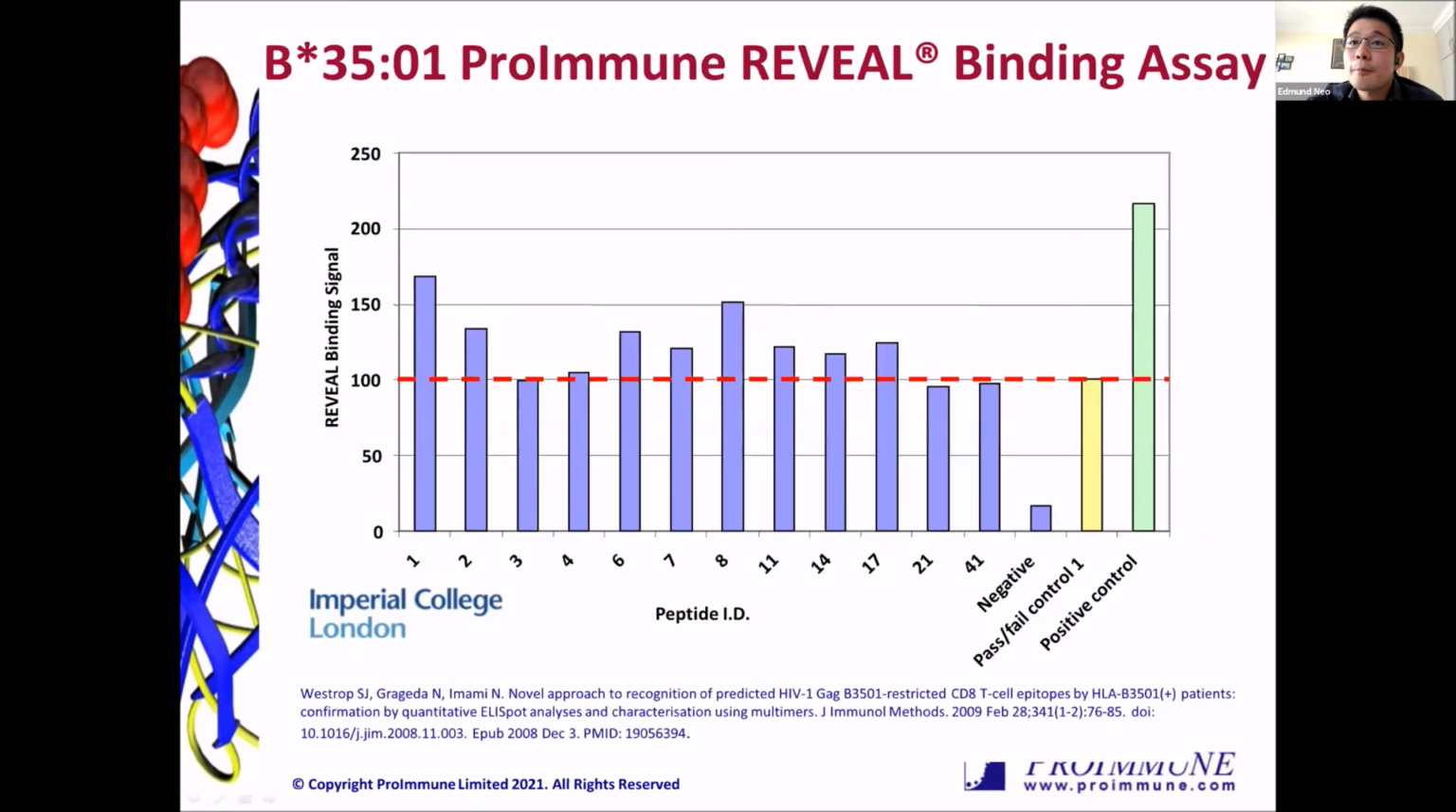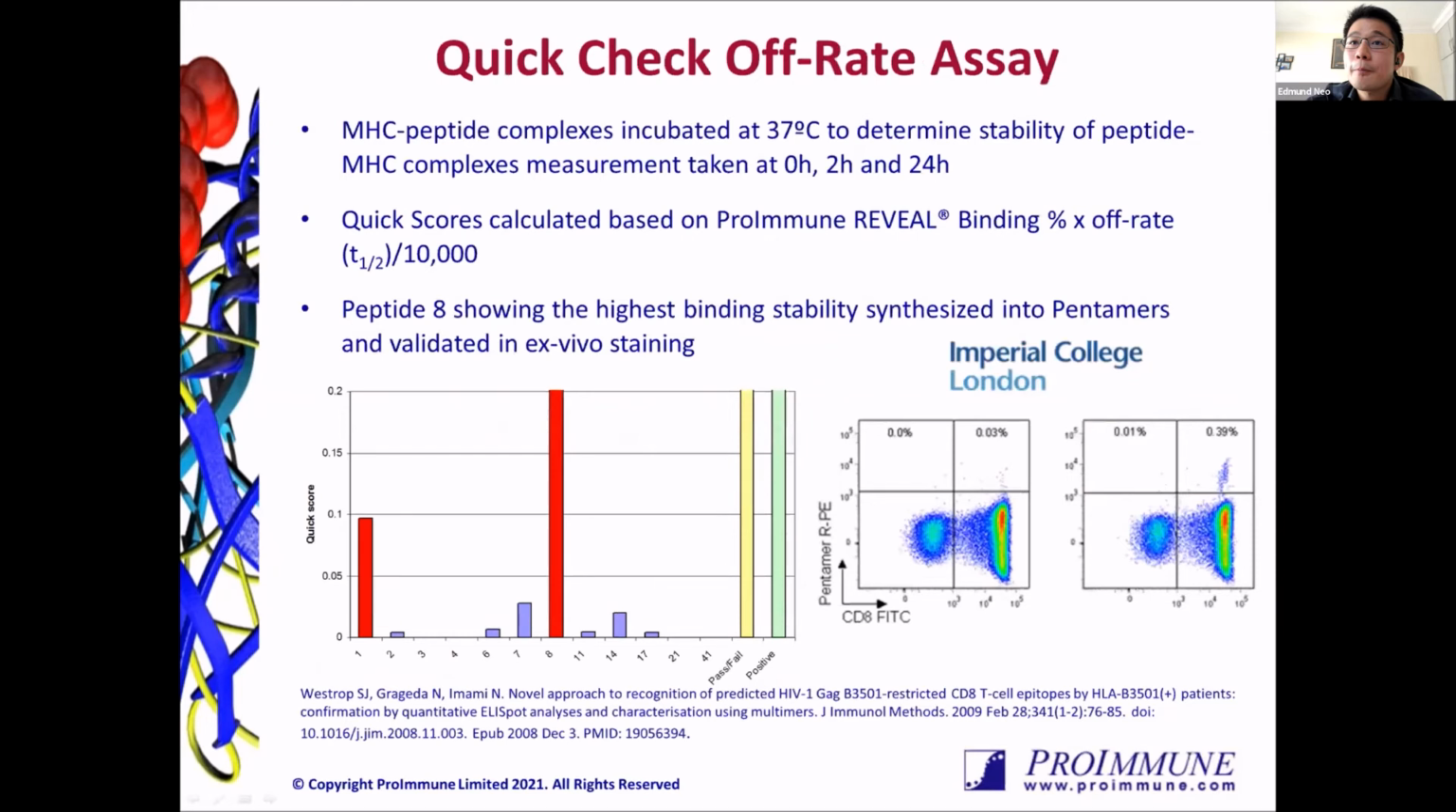As you can see in this chart, 12 out of 44 peptides have shown to be good binders, but this does not mean that they are necessarily stable binders. So in order for us to assess the stability, we use the quick check off rate assay, which is module 4 of our REVEAL binding assay, where those 12 peptides are incubated at 37 degrees Celsius for 24 hours and measurements are taken at 3 time points of 0, 2, and 24 hours.